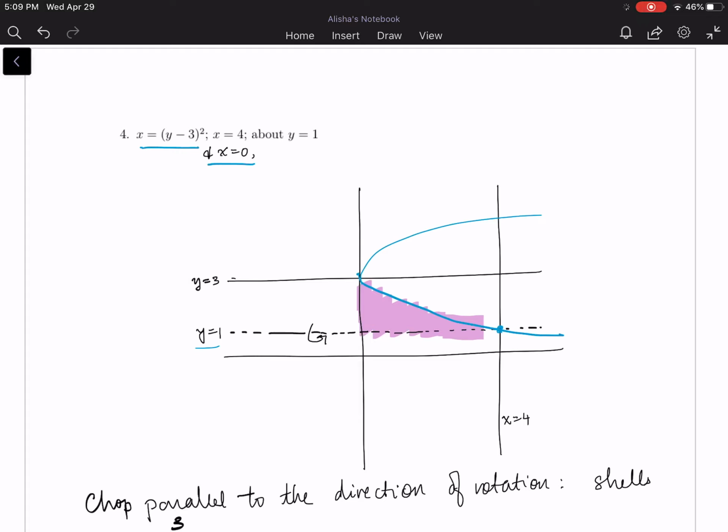And the other important thing to see is that this curve is symmetric about the line y equals 3. So it just goes straight from this point down to that point. And that's because we have this quadratic, right? It's symmetric about y equals 3. The square in that expression gives us symmetry.